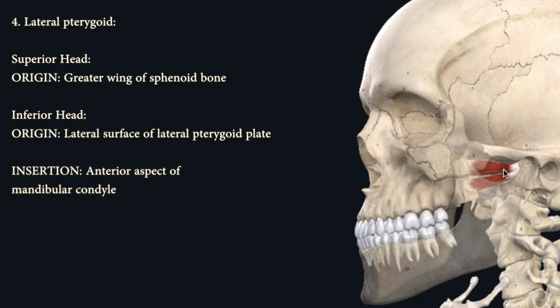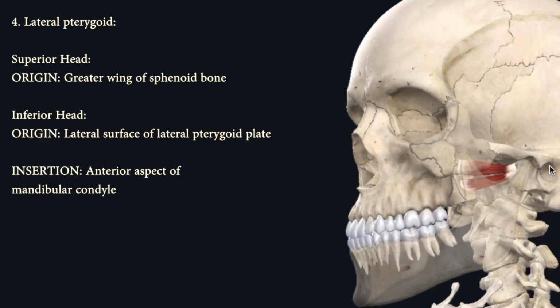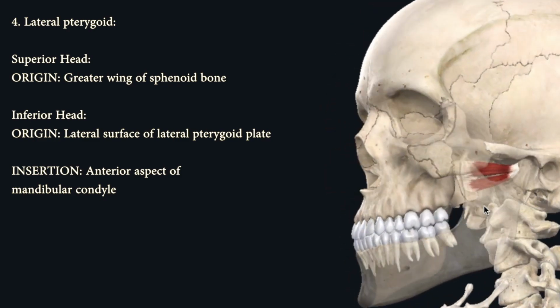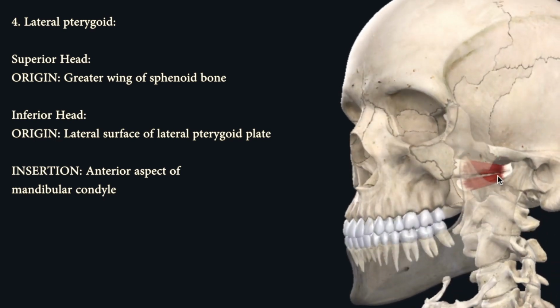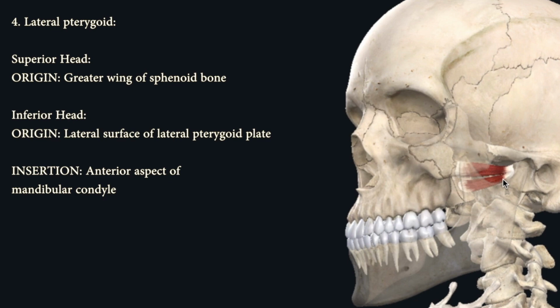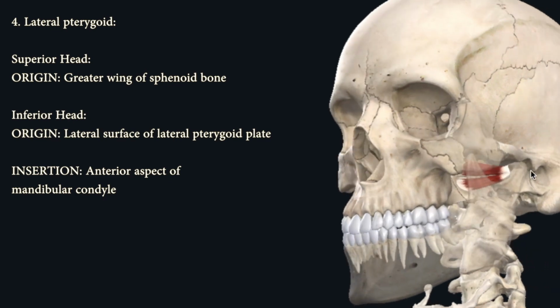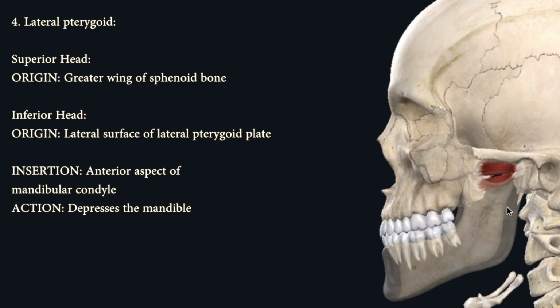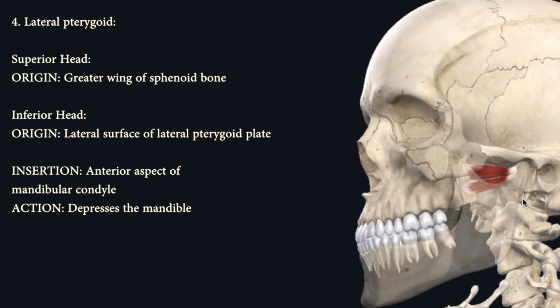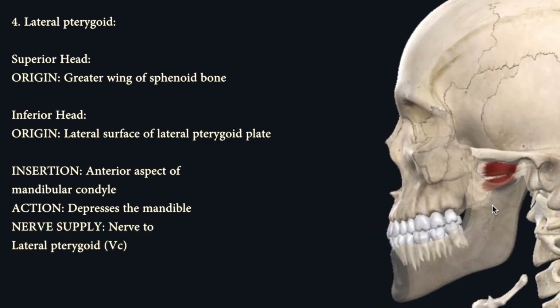They both insert into the anterior surface of the mandibular condyle, which is faded on this model just to help you see the muscle more clearly, but if you look closely, they both converge together and insert into the mandibular condyle. This is the only muscle that helps depress the mandible, so opening of the jaw. Its nerve supply comes from the nerve to lateral pterygoid, which comes from the anterior division of the mandibular nerve.